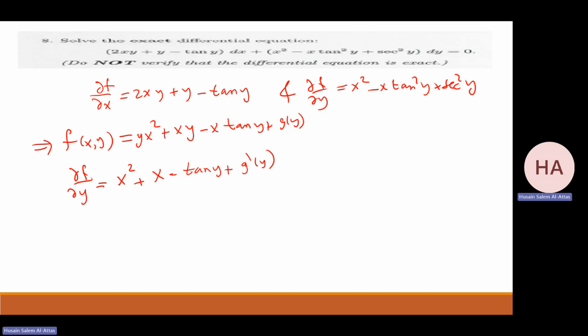x tan square y plus secant square y. 2xy integrate back to x. Differentiate, you have 2xy plus y minus tan y. What is the catch? Okay.